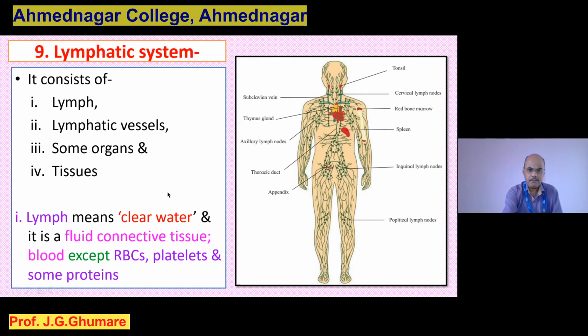Remember what the meaning of lymph could be? Lymph is clear, like clear water. It is another type of fluid connective tissue; blood is one type of fluid connective tissue. Lymph is blood minus RBCs, platelets and some proteins. Remember, I'll repeat: blood minus RBCs, platelets and some proteins will form lymph. So what could be the color of lymph? Yes, it is colorless in nature, because the color of blood is due to the RBCs, remember.